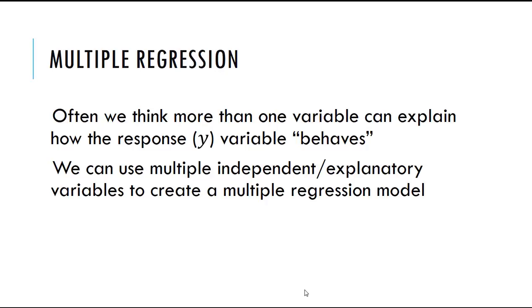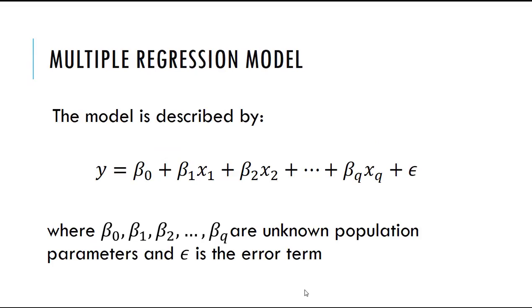So to do this, we can add more independent or explanatory variables, more x's, to create what is called a multiple regression model. The model looks very similar to what we saw for simple linear regression. We have y is equal to beta sub 0 plus beta sub 1 times x sub 1 plus beta sub 2 times x sub 2, all the way out to beta sub q times x sub q plus epsilon. The betas, again, are unknown population parameters, and the epsilon, remember, is the error term.